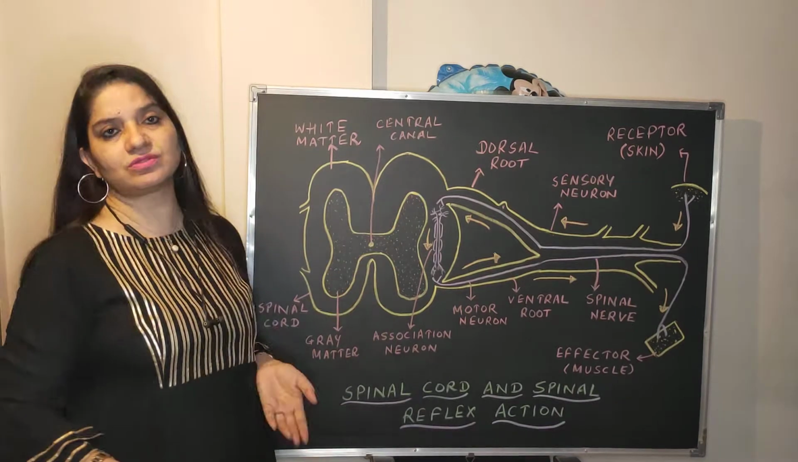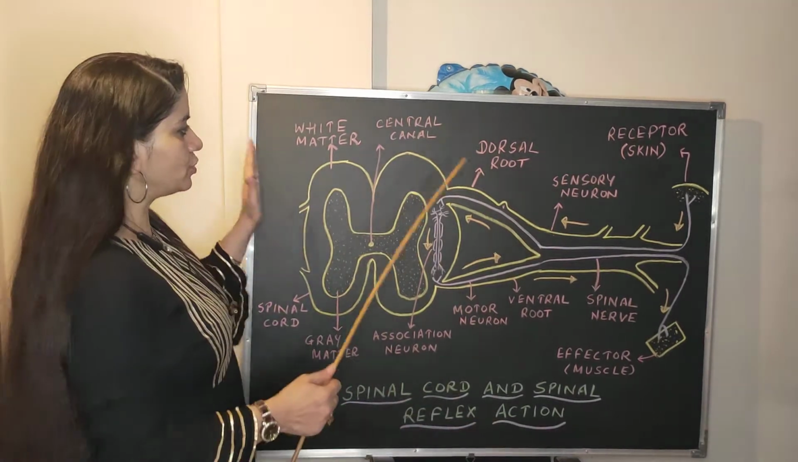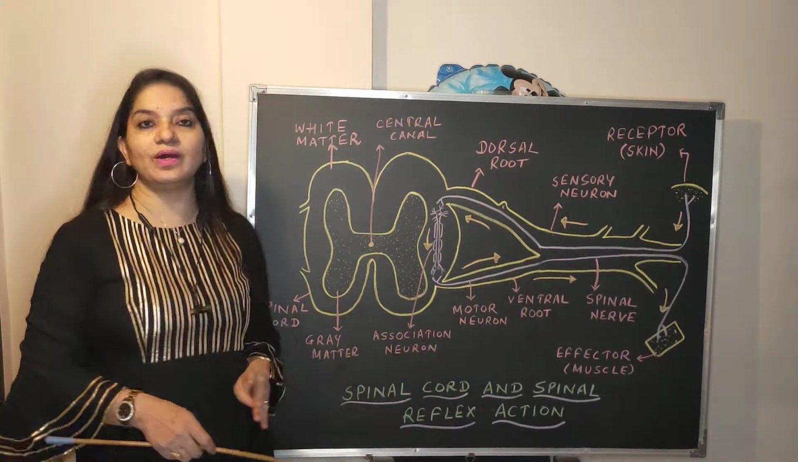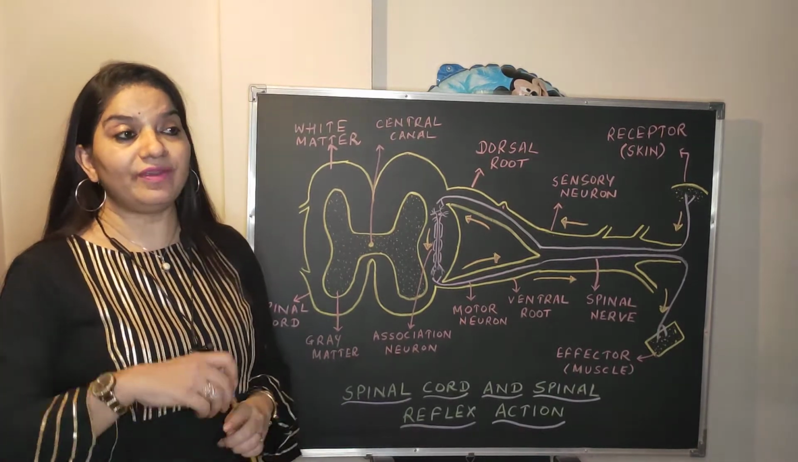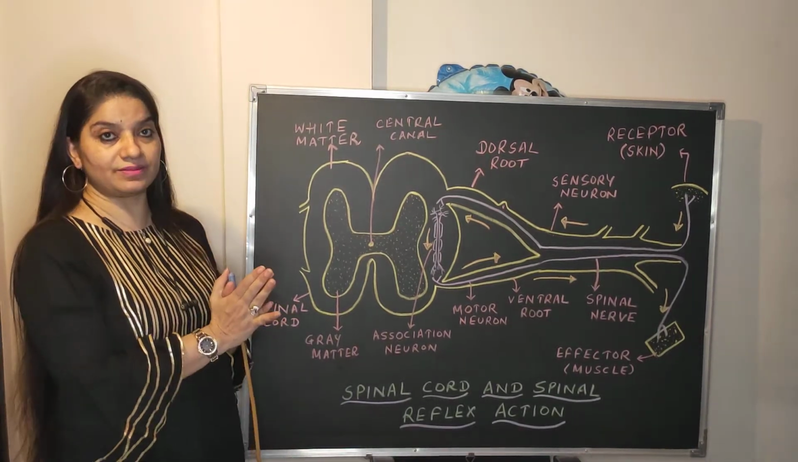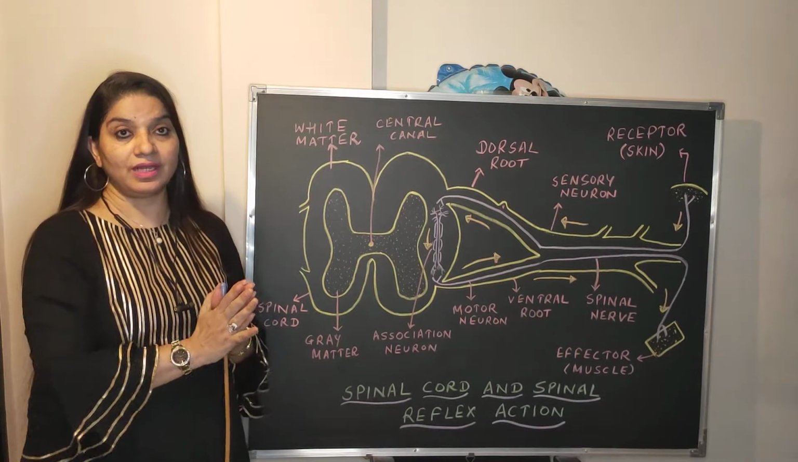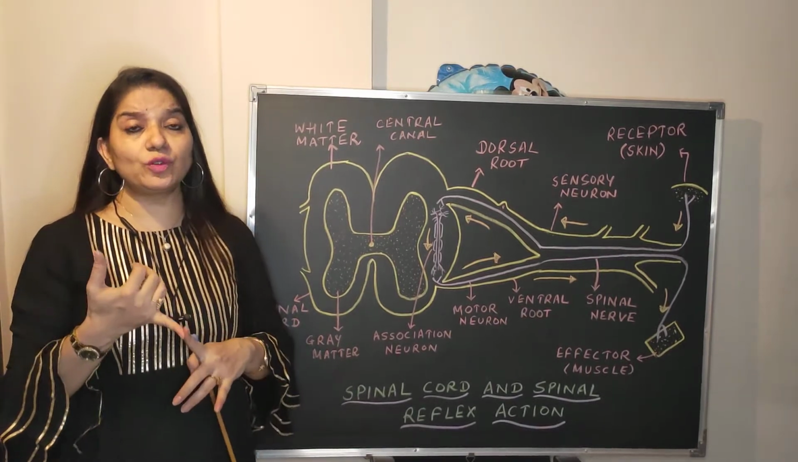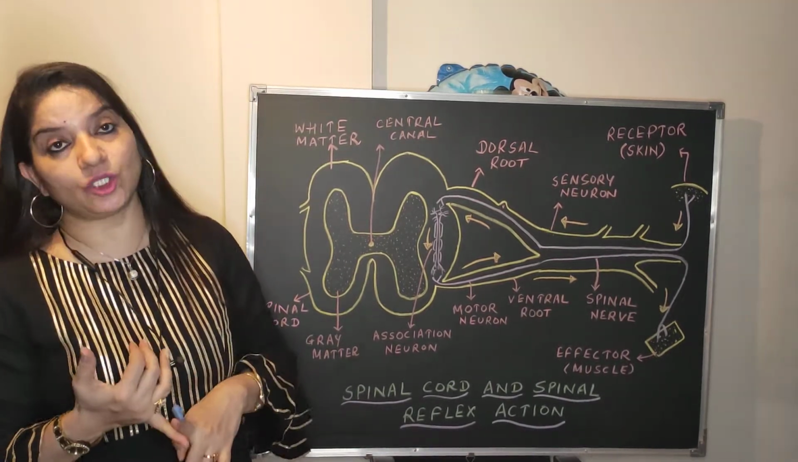So all these questions are important. Okay, so today's this part is over. Second thing is, we have discussed the central nervous system, brain and spinal cord, and then we have to discuss the somatic nervous system and autonomic nervous system.